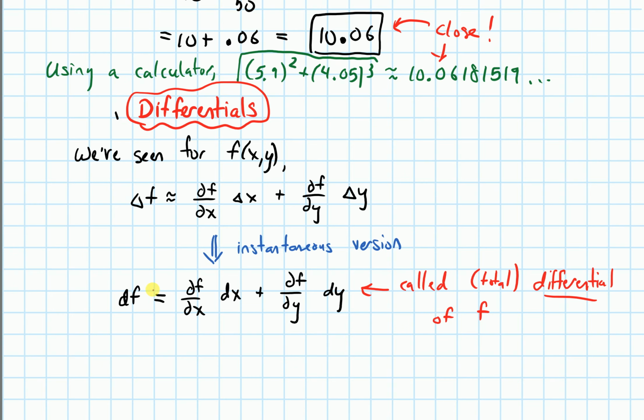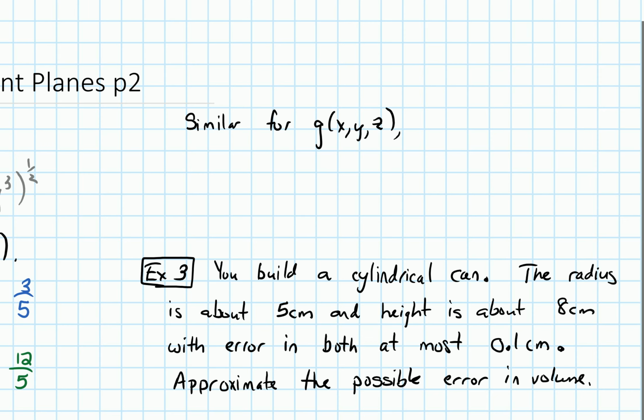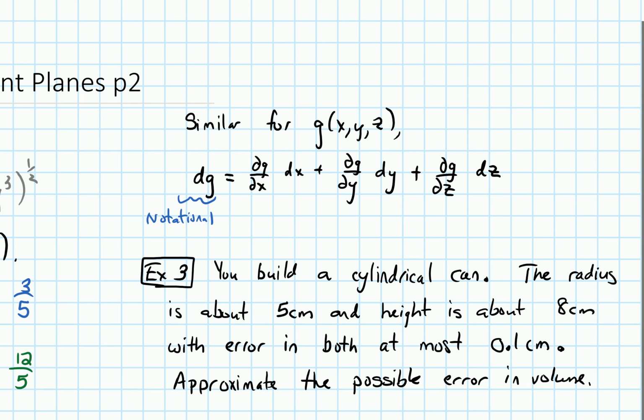And we can write down something similar for a function of three variables. So if I had a function g of x comma y comma z, we could write dg is going to be equal to the partial of g with respect to x times dx, plus the partial of g with respect to y times dy, and then plus the partial of g with respect to z times dz. So when we write this d, whatever our function is, this is just a notational thing. And then what's written on the right-hand side is how to compute it.